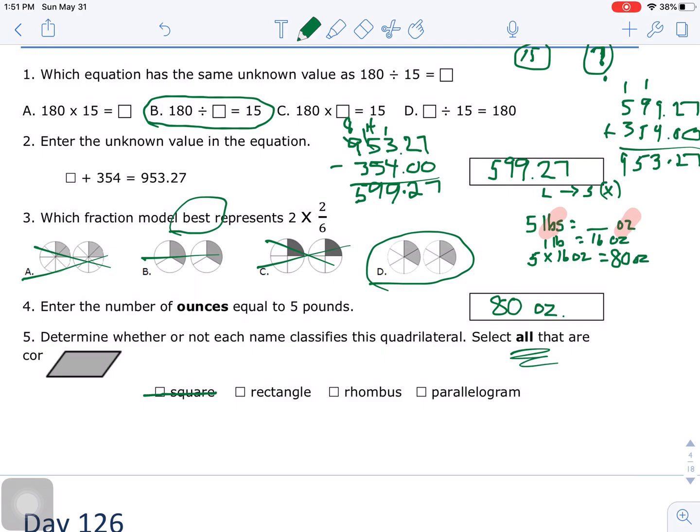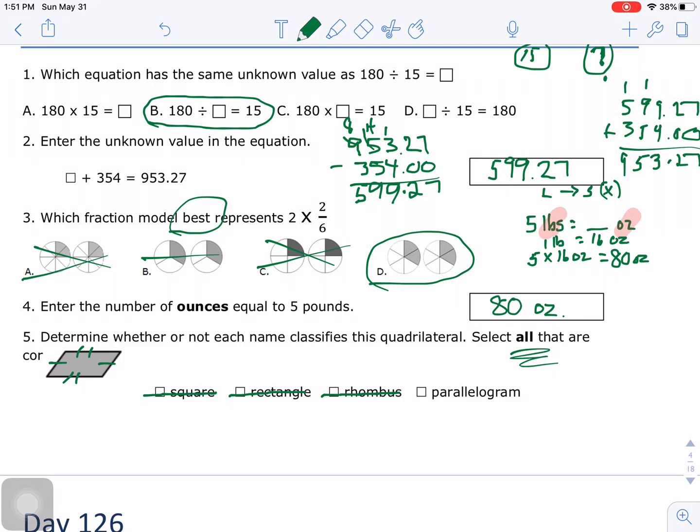But in a rectangle, well, a rectangle has to have opposite sides parallel, 2 sets of opposite parallel sides, which this does, but it also has to have 4 90-degree angles. So it is not a rectangle. Now, a rhombus has to have opposite sides parallel, which this does, but it also requires them to have all the same side lengths, which this does not. Which leads us to be a parallelogram.